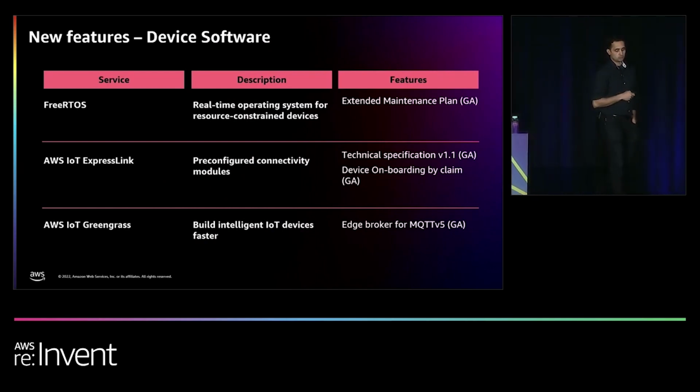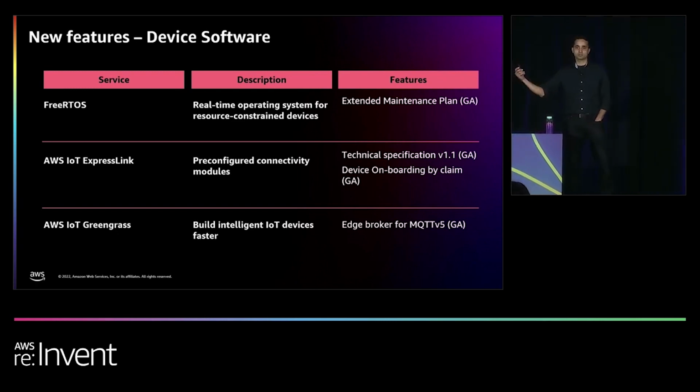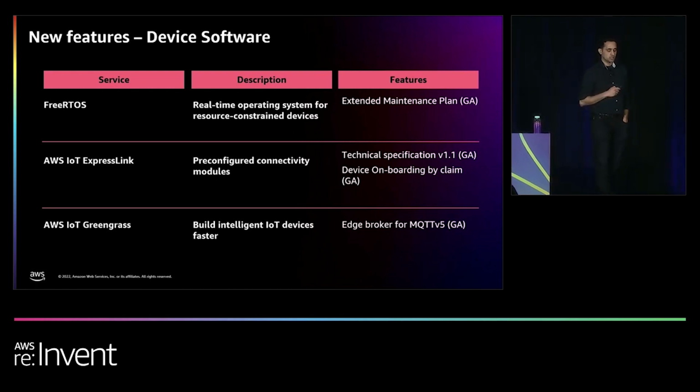First, we'll go back on the edge and software side that helps you build safer, secure connected devices. So with FreeRTOS, we went GA for an extended maintenance plan. So we will support long-term support releases for up to 10 years, based on your device. IoT devices, they're in the physical world. The physical world changes slowly, and you want that long-term support. And we went GA with that extended maintenance plan.